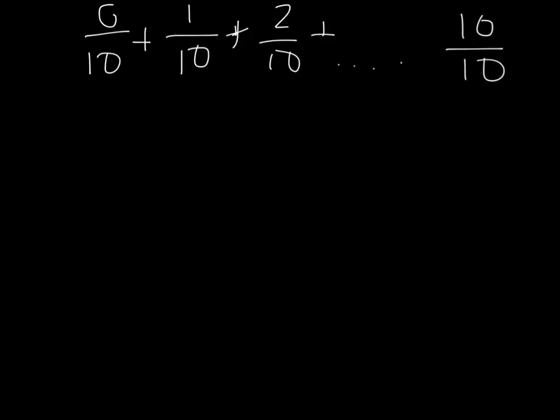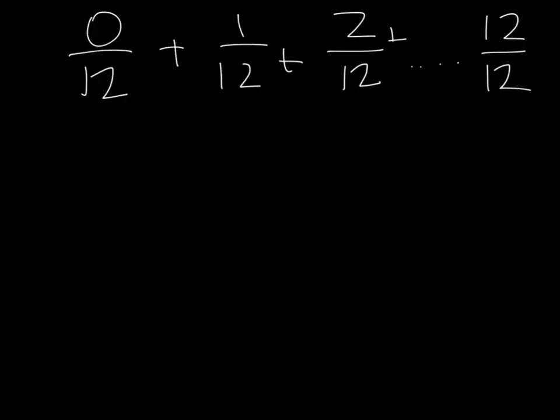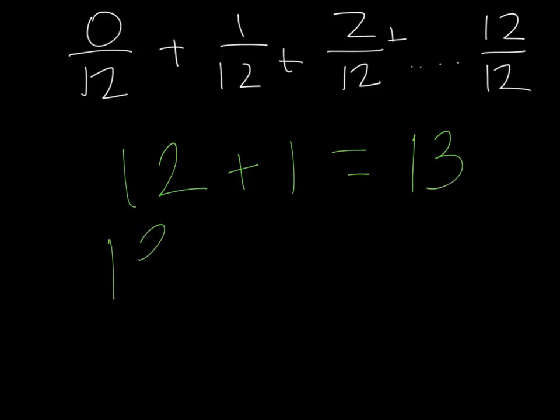Let's apply this strategy for number 4. If we're working with 0/10 adding all the way up to 10/10, we would start by taking 10 plus 1, which equals 11. And then we would take that sum of 11 divided by 2, so we would get 5 1/2. If we're adding 12ths, we would start by taking 12 plus 1 to get 13, and then we would take 13 divided by 2 to get 7 1/2.